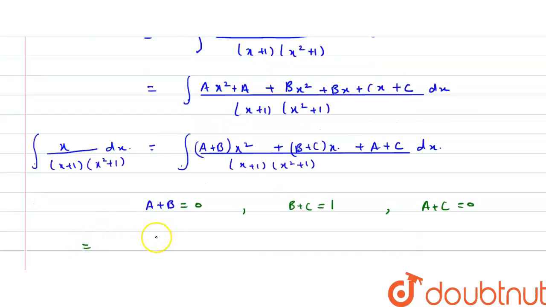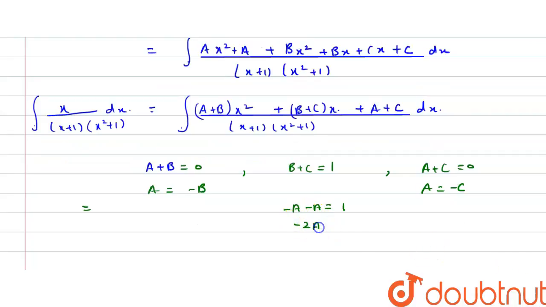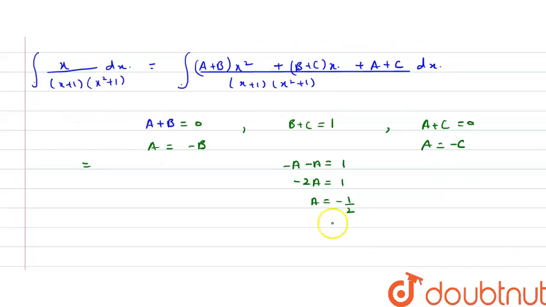So we get a plus b is equal to 0, b plus c is equal to 1, and a plus c is equal to 0. So a is equal to minus c, a is equal to minus b, and we get b is equal to minus a here, and c is equal to minus a here, so minus 2a is equal to 1, and a is equal to minus 1 by 2, and b is equal to 1 by 2, and c is also equal to minus a, that is 1 by 2.